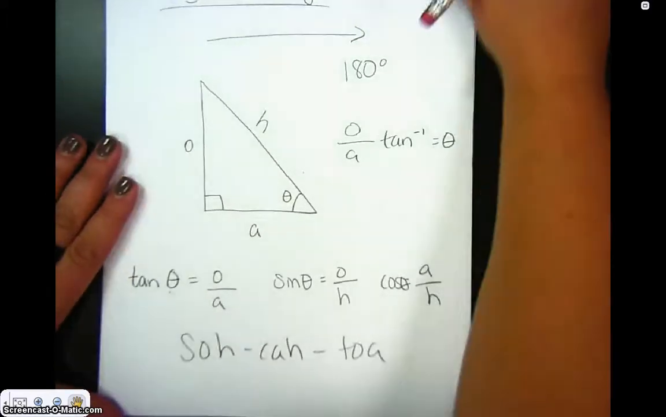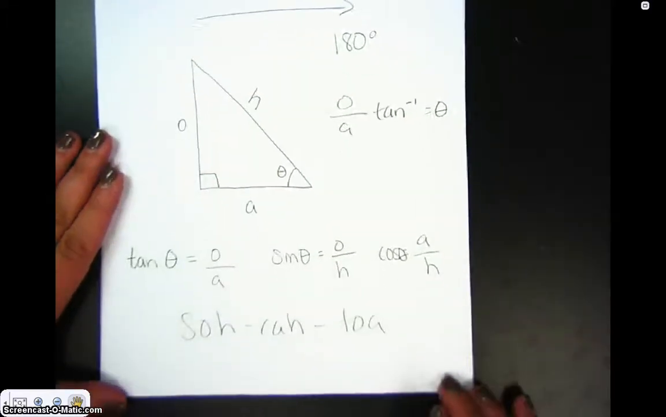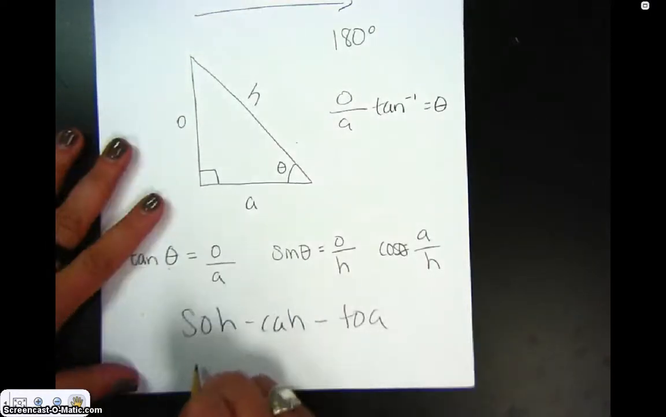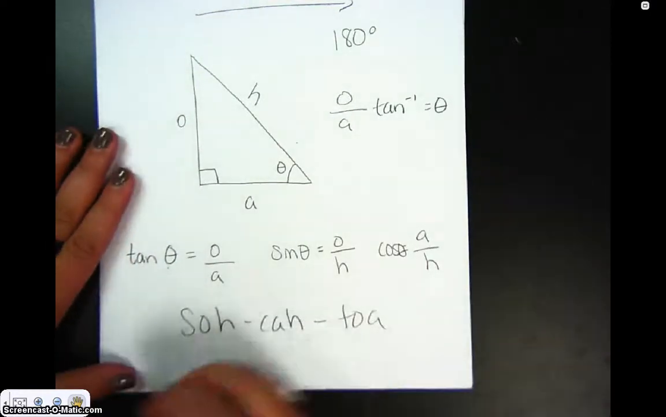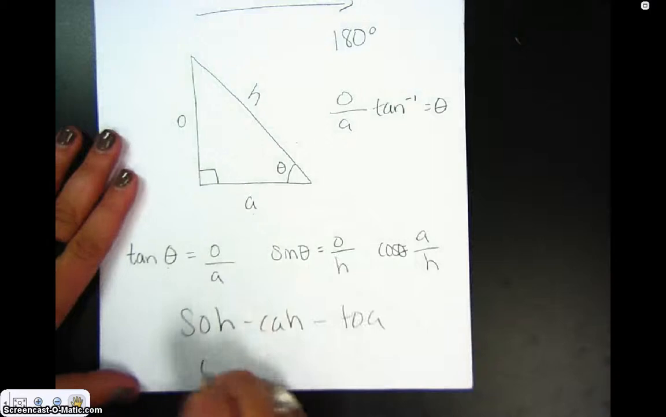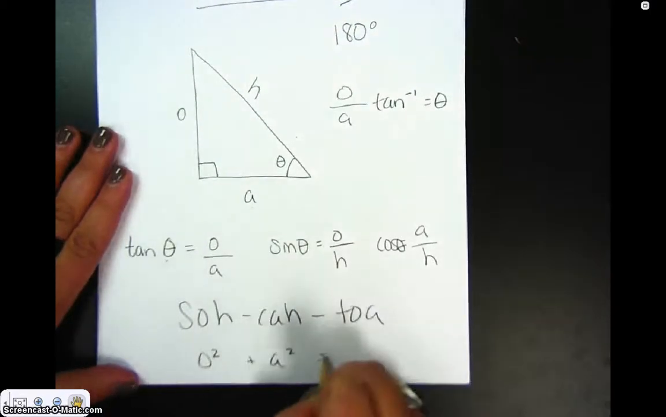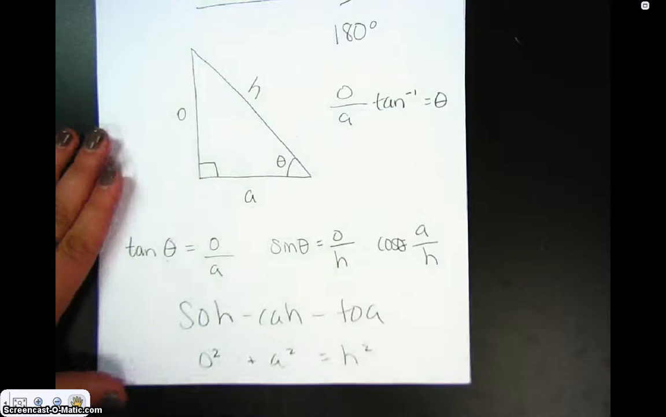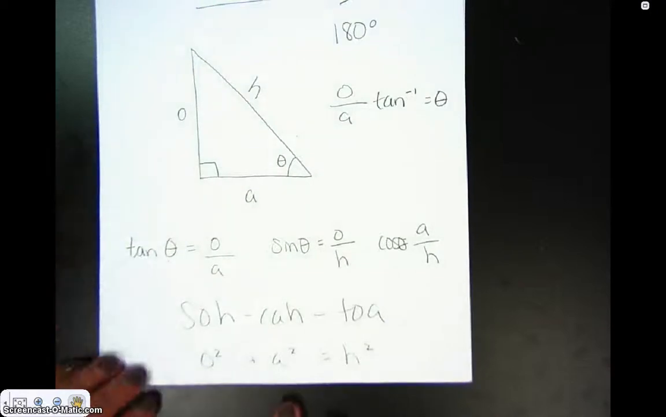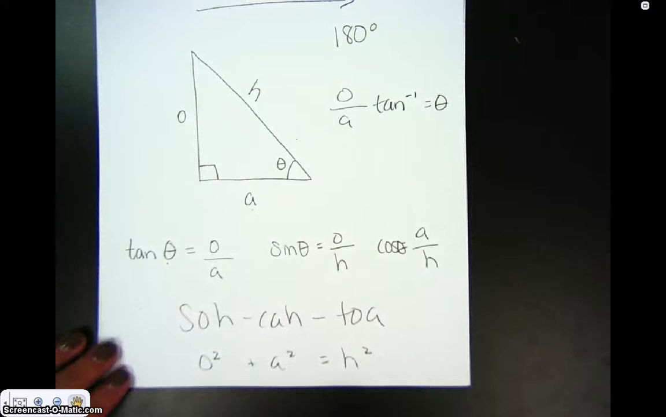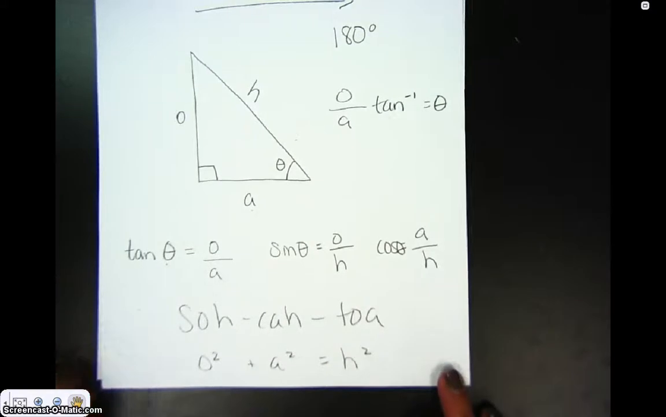The only other thing we need to know about right triangle trigonometry is the Pythagorean theorem. Let me write it in terms of these: O squared, the opposite squared, plus the adjacent squared is equal to the hypotenuse squared. So that's just a rough, basic overview of the right triangle trigonometry you'll need to use in physics.